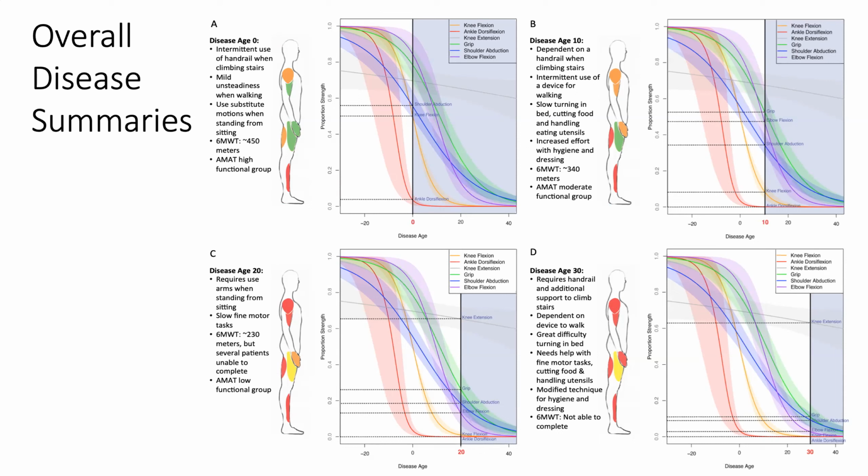They have great difficulty turning in bed. They need help with fine motor tasks such as cutting food and handling utensils. And they have to have some modified techniques to dress themselves, and then are completely not able to complete the 6-minute walk test. So you can get a sense from this disease progression model, not just of QMA, but also of how those different disease stages relate back to the functional outcome measures as well. So these disease progression models really allow us to have a good understanding of the disease itself.